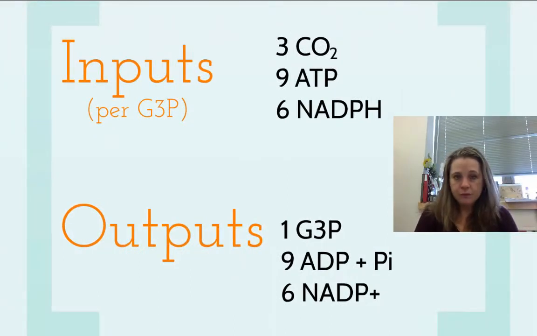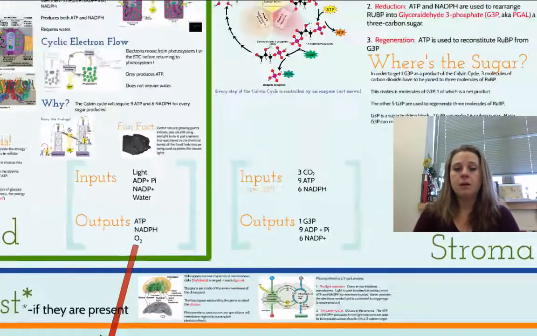So for the Calvin cycle, our input is we need 3 carbon dioxide molecules, we need 9 ATPs, we need 6 NADPHs. As a result of that, we create 1 PGAL, 9 ADPs, and 6 NADP pluses, which are then used in the light-dependent reactions.